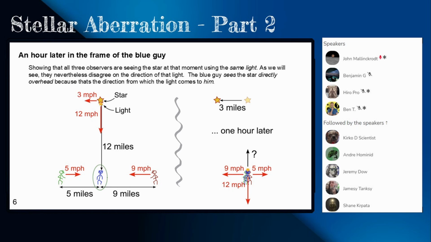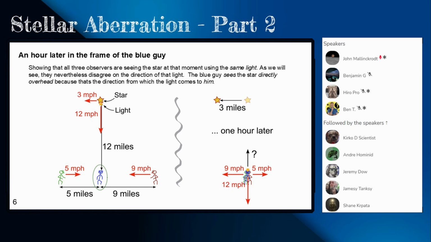They're still moving with their velocities. The light's still moving, but the light comes into the retina of the blue guy, and he now sees that star as it was 1 hour ago. And by the way, he doesn't know that it was an hour ago. He doesn't really know how fast the star is going or anything else. But what he knows for sure is that when the light that he's now seeing from that star was emitted, the star was directly overhead. That's what he knows. Okay?